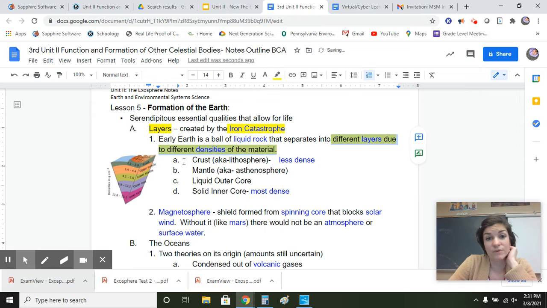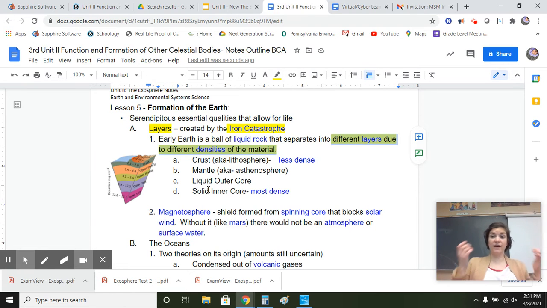What we see is that there's a crust, which is less dense, and the mantle. Another way you might hear of the crust is the lithosphere. Sometimes we'll use that. For the mantle, we'll sometimes talk about the asthenosphere, and that's just a layer of the mantle that's squishy. You have the liquid outer core and the solid inner core. The solid inner core is most dense. Both of these are made up of iron. One is liquid, one is solid. The solid one's in the middle.